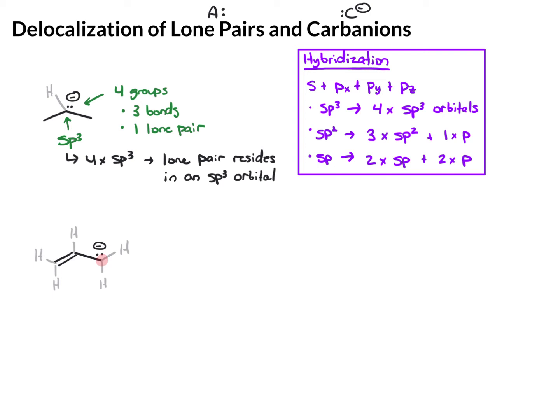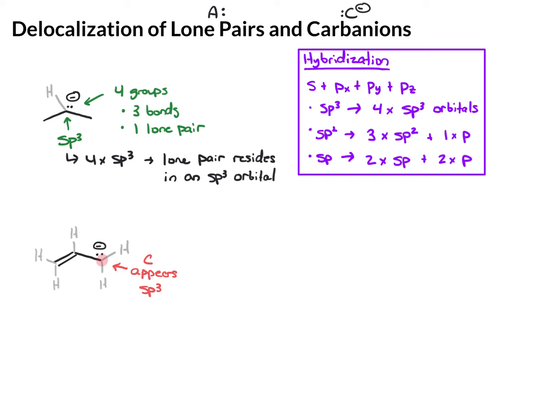If you look at this, and you do just like we did above, and count the groups, we have 3 sigma bonds and a lone pair, 4 groups, that appears to be sp3 hybridized. And remember, hybridization refers to the atom, so the carbon atom. So you can write C.